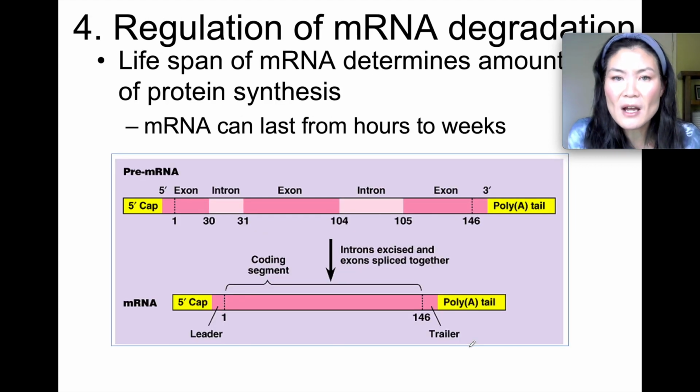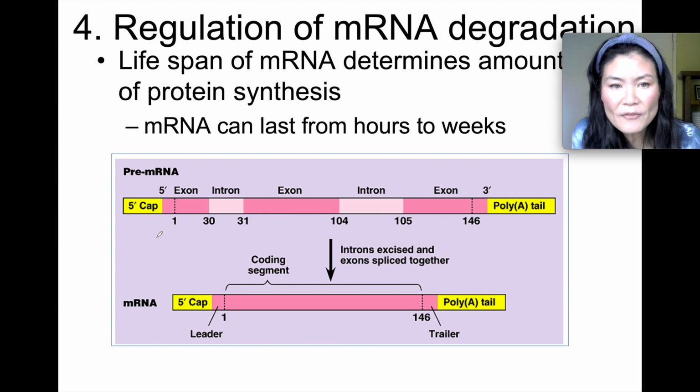Also, the amount of time that the mRNA is available to the ribosome is going to play a part in gene expression. Because if we have, let's say, an mRNA that can last for weeks, then a lot of proteins can be made from it in translation.